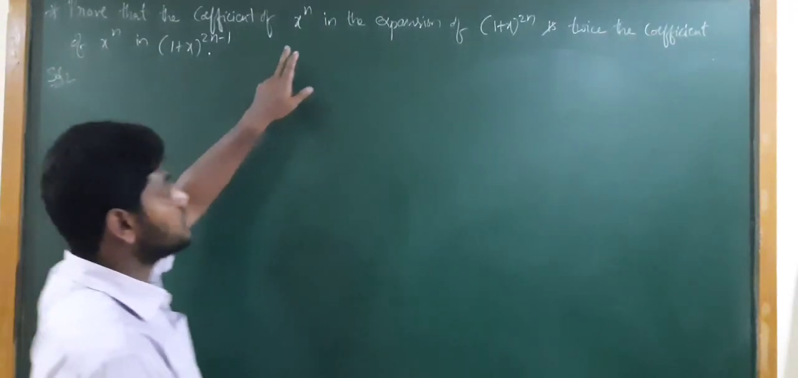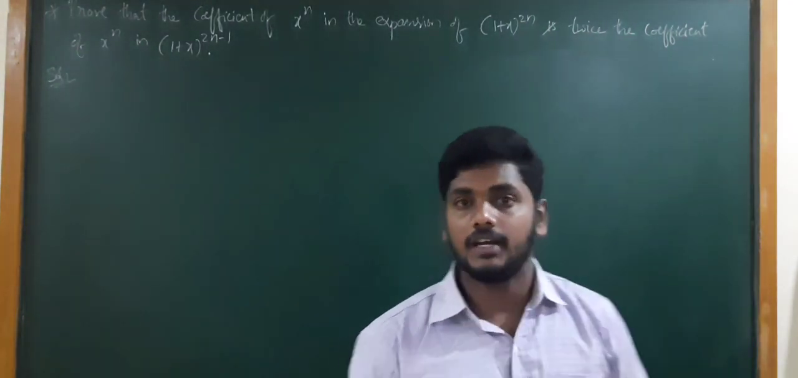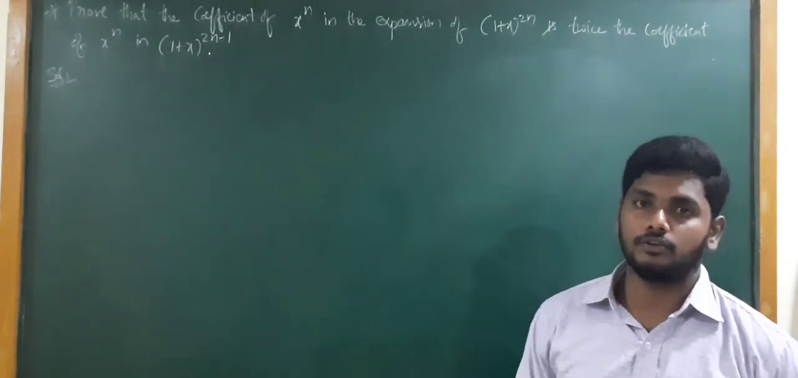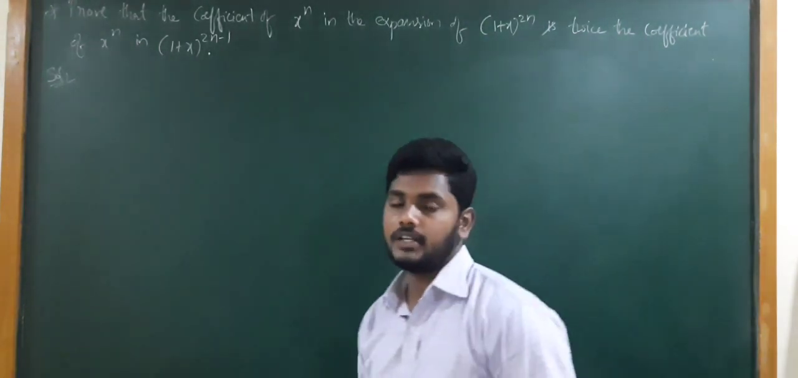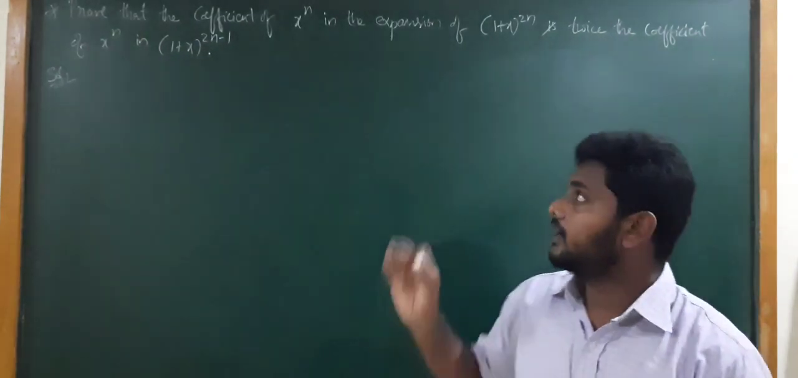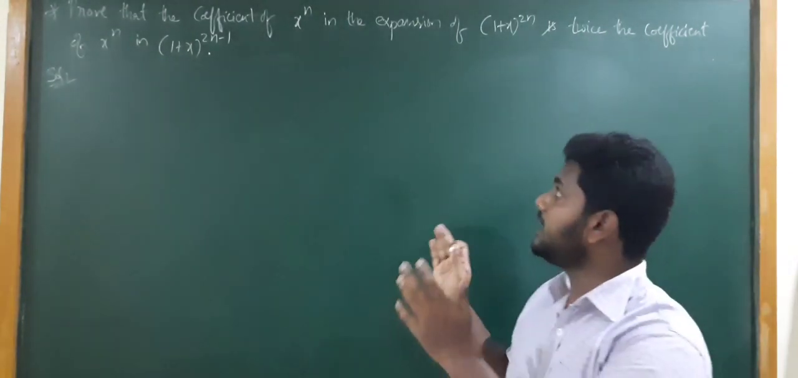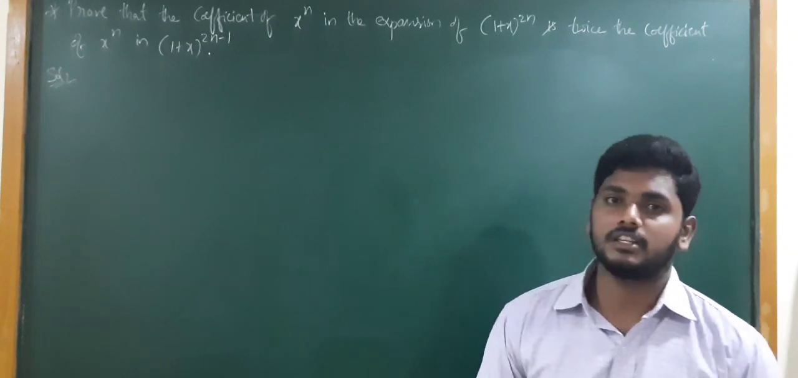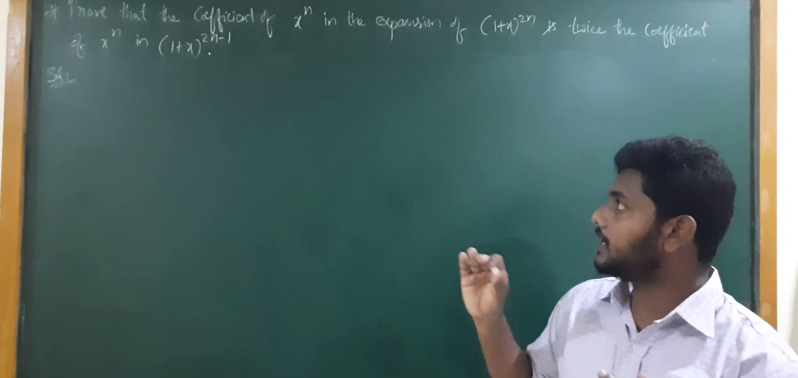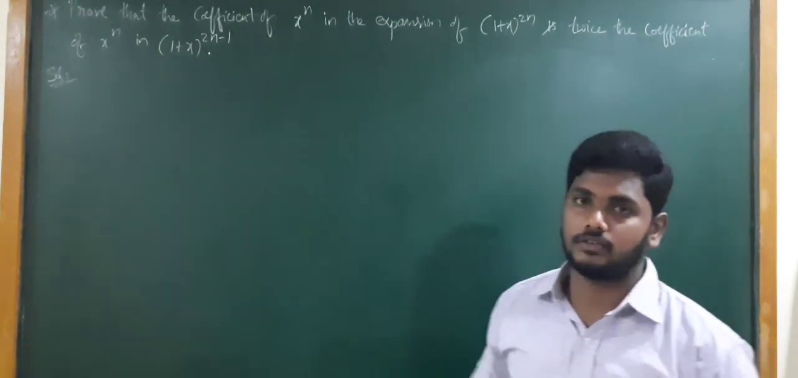Prove that the coefficient of x to the power of n in the expansion of (1 + x)^(2n) is twice the coefficient of x^n in (1 + x)^(2n-1). If you observe, in the previous exam also I have given questions from the binomial theorem where you need to find the coefficient of such terms. So finding the coefficient of such terms by using the general term is a very important concept. Based on that only you will get questions. That's why today also I am going to discuss questions on finding coefficients only.